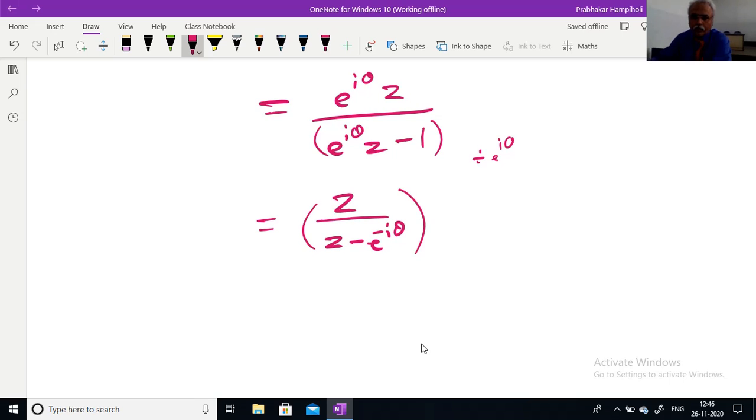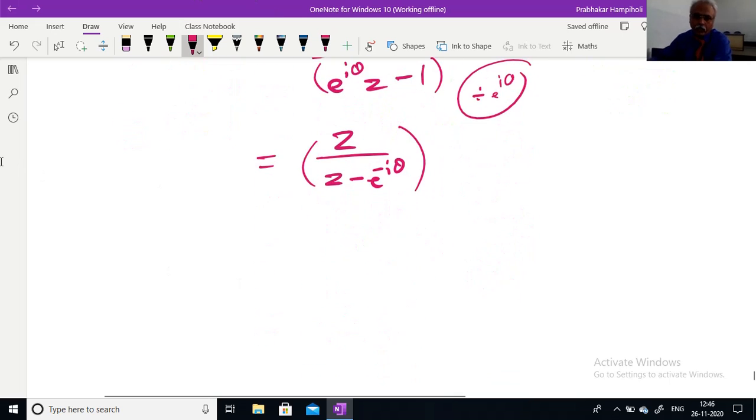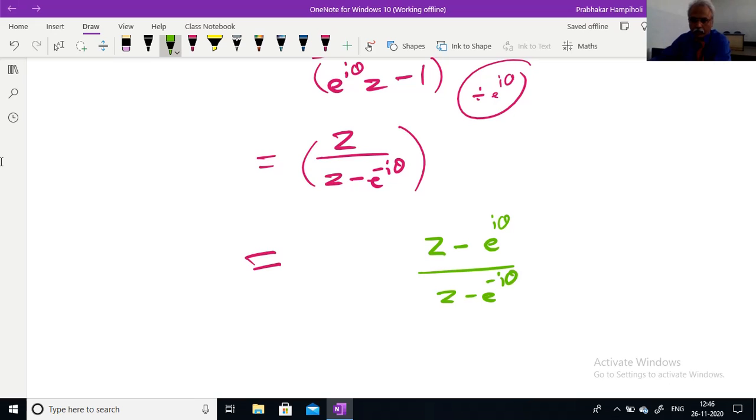Do you agree? Both numerator and denominator, again e raised to i theta you divide, every term. So that it becomes, or directly from this step to this step, you can write like this only, any way you like. Now, next step is, we have to multiply both your numerator and denominator, this you have to remember, by z minus e raised to i theta. Here also multiply by z minus e raised to i theta, plus i theta. So this whatever is already there.